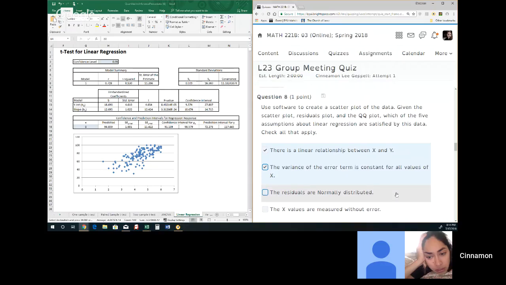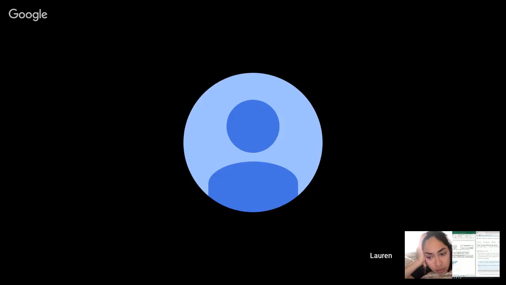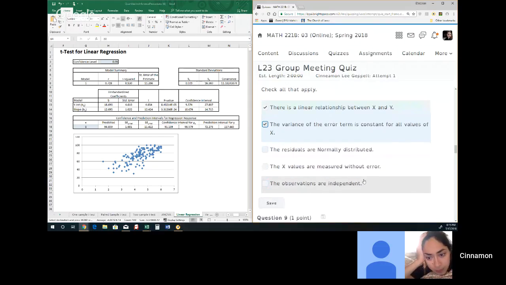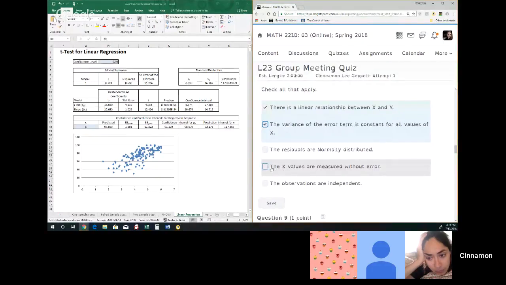Okay, the residuals are normally distributed. I don't know. I don't think so. I don't think so either. Okay, X values are measured without error. Well, we hope so. Sure. Observations are independent. Well, we hope so, right? We can't really prove them.